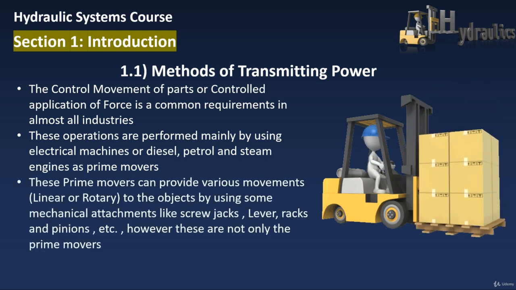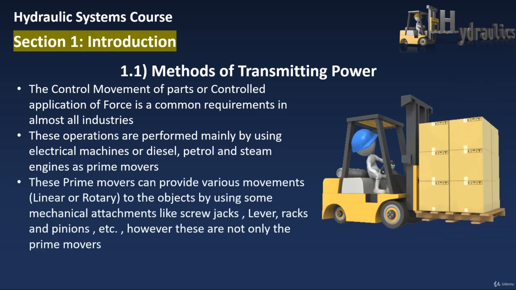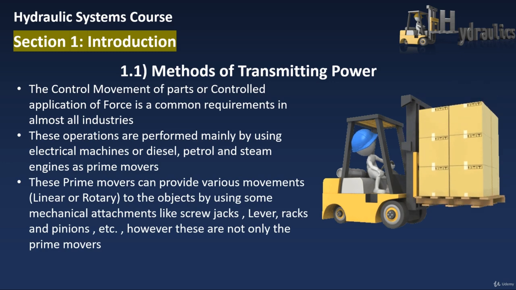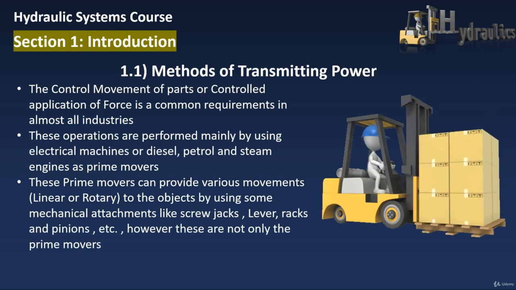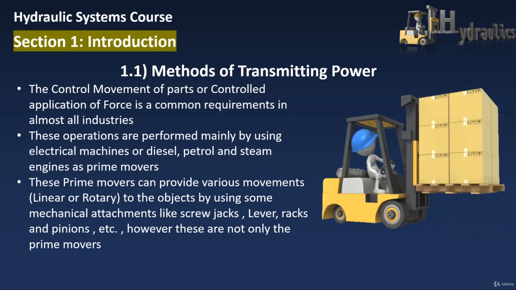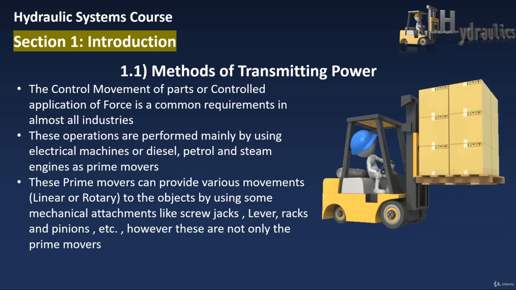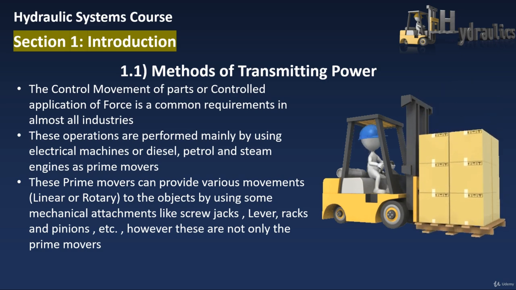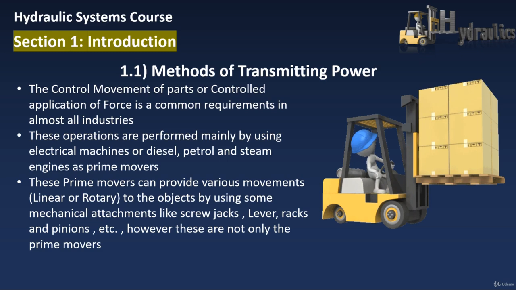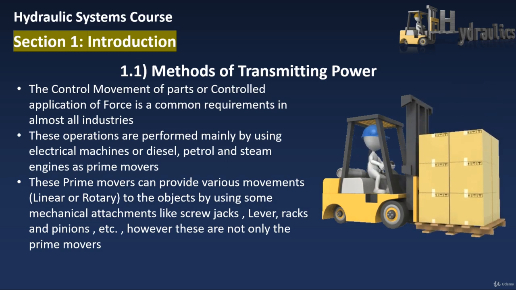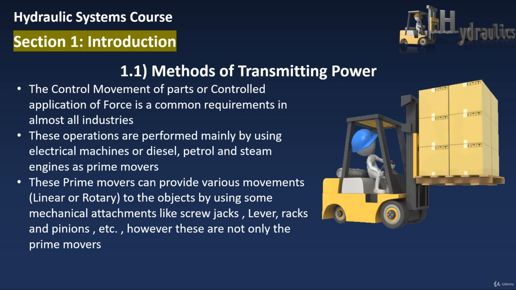These prime movers can provide various movements to objects, in terms of linear or rotary. Sometimes I need a linear movement of the object from one location to another, or a rotary motion, and this is normally done using mechanical attachments to these machines, like screw jacks, levers, racks, and pinions. However, these are not the only prime movers.